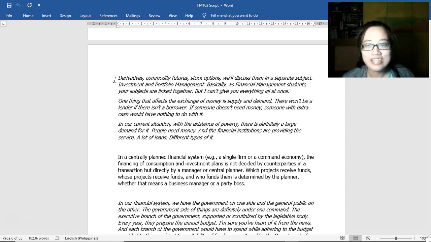So there won't be a lender if there isn't a borrower. If someone doesn't need money, someone with extra cash would have nothing to do with it. So it's basically supply and demand still. In our current situation with the existence of poverty in our country, there is definitely a large demand for it. People need money. And the financial institutions are providing the service, a lot of loans, different types of it.